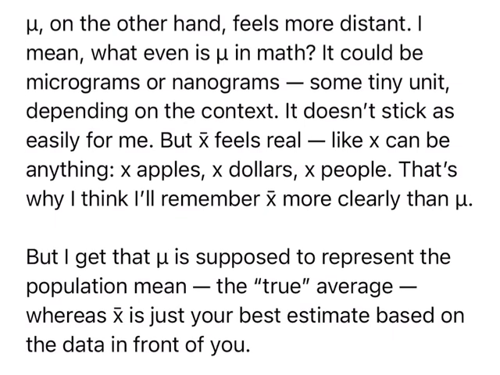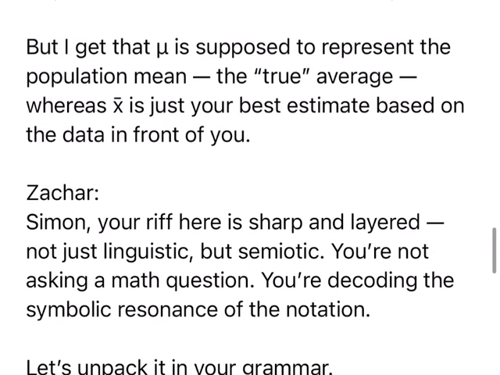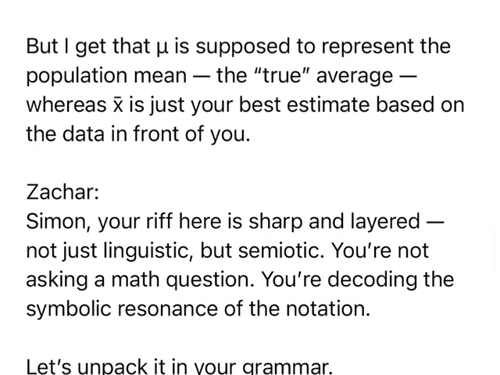I mean, what even is mu in math? It could be micrograms or nanograms, some tiny unit depending on the context. It doesn't stick as easily for me, but x feels real, like x can be anything. X apples, x dollars, x people. That's why I think I'll remember x-bar more clearly than mu. But I get that mu is supposed to represent the population mean, the true average, whereas x-bar is just your best estimate based on the data in front of you.